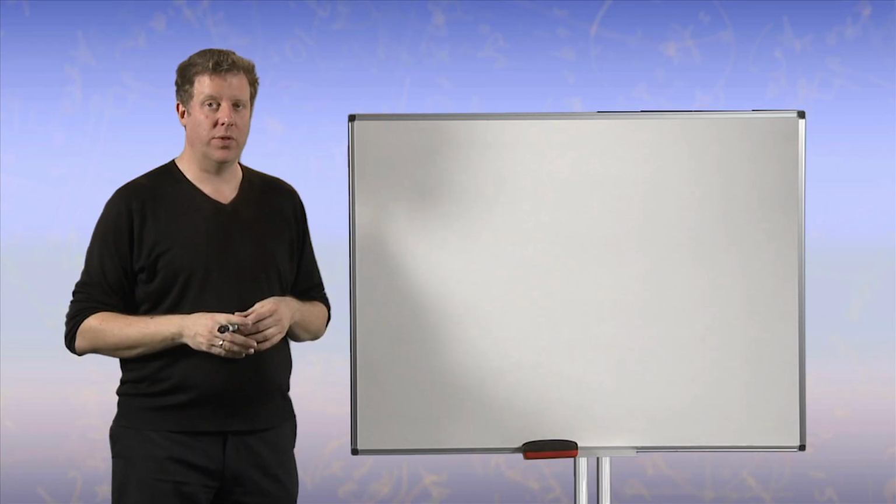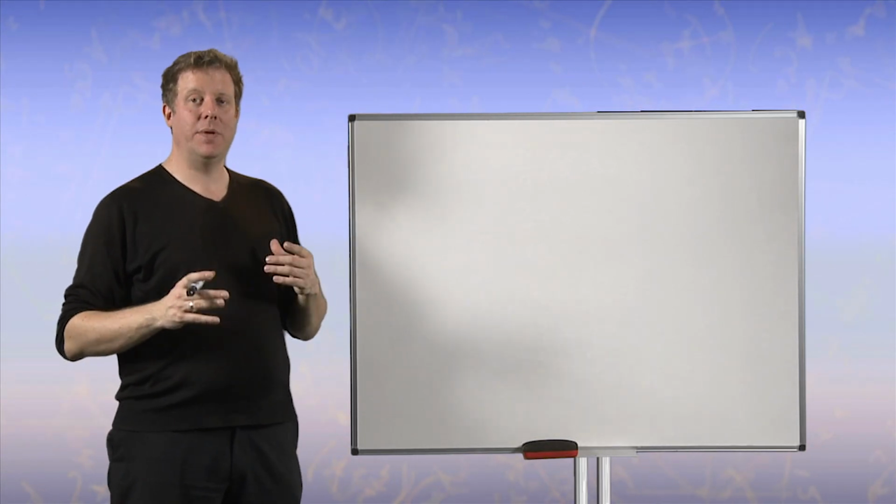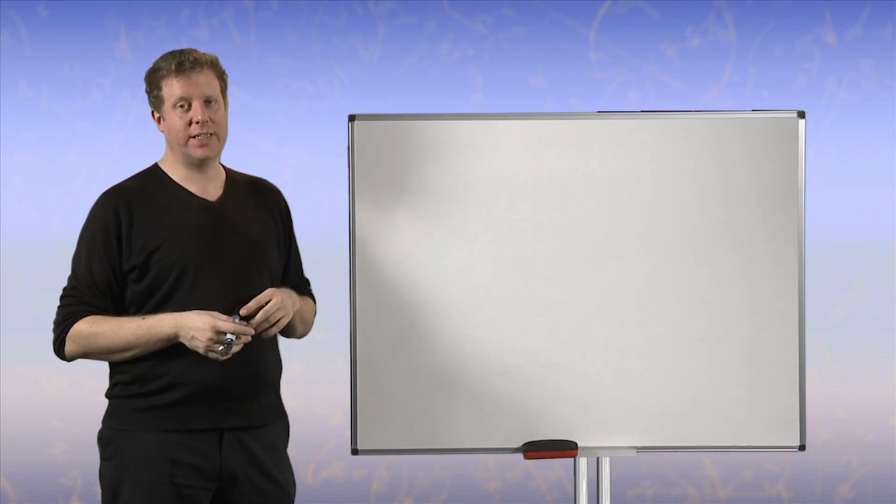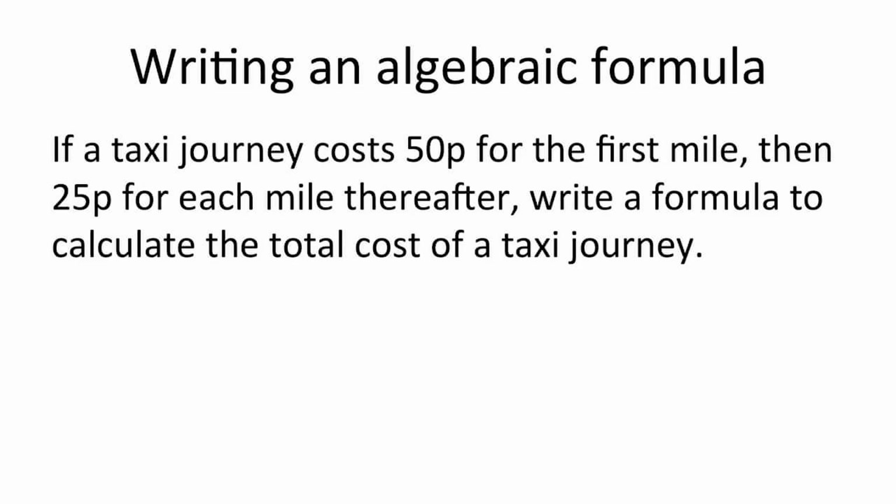Now, another important thing to be able to do for your exam is to be able to construct a formula given a certain situation. So let's take a look at an example that involves that. The example we've got up here tells us that a taxi journey costs 50 pence for the first mile and then 25 pence for each mile after.